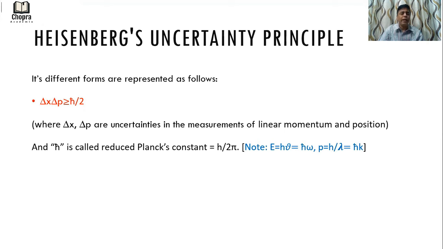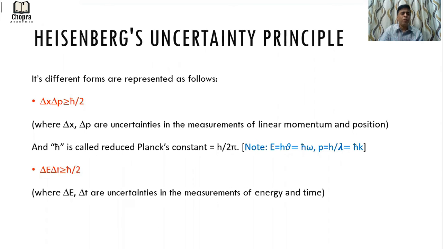The second form of Heisenberg uncertainty principle is delta E delta T greater than or equal to h cross by 2, where delta E and delta T are uncertainties in the measurements of energy and time.